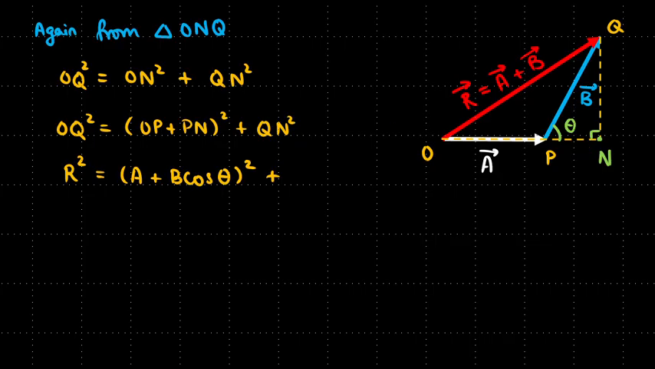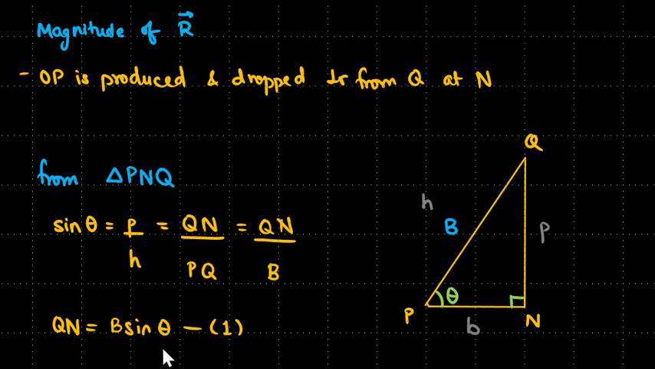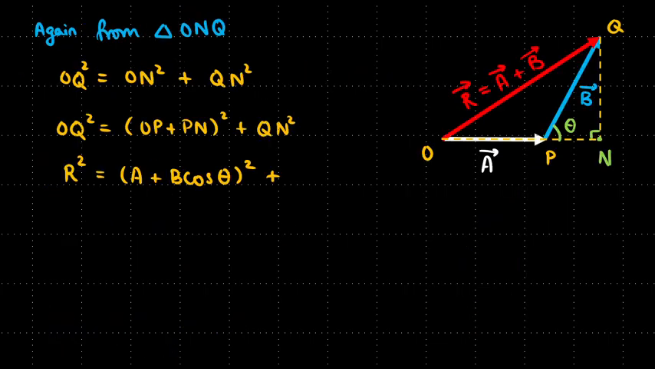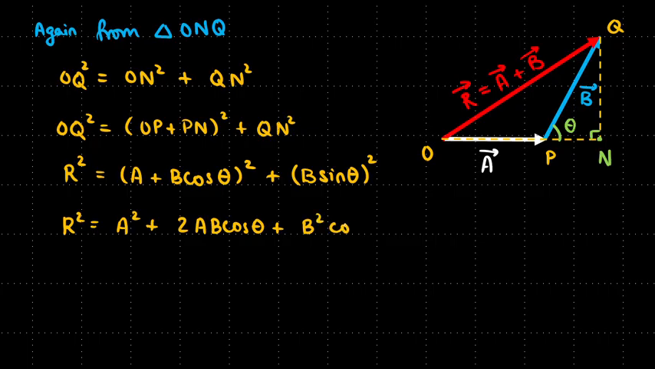This part, QN, equals B sine theta. So this will just be B sine theta whole squared. So now let's just open up everything and see what we get. So we get R squared must be equal to A squared plus 2AB cos theta plus B squared cos squared theta plus B squared sine squared theta.